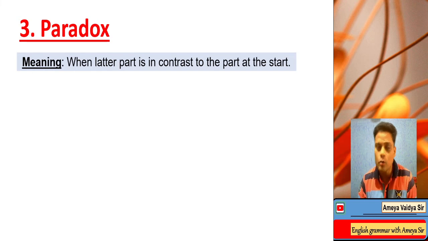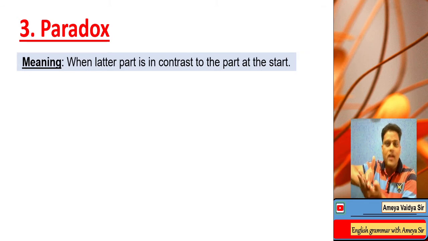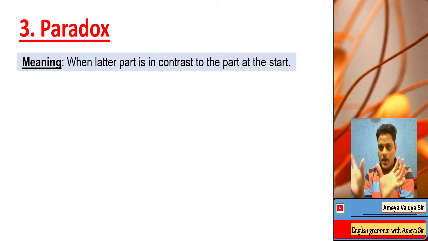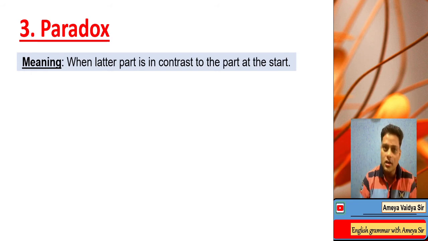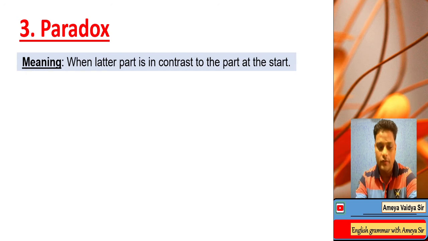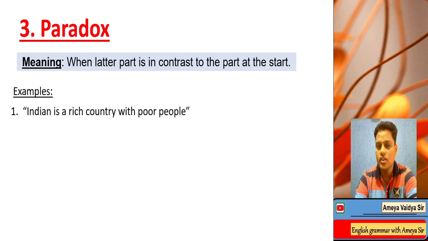A paradox, how is that different? It's when the entire latter part, so if you were to divide the sentence into half, then the latter part will contradict what was there in the initial part. So we are going to study some examples, don't you worry. The first one is, India is a rich country with poor people. Now, come on, India is a rich country with poor people. Isn't that sort of contradicting? You divide the line into half and you will really be amazed.